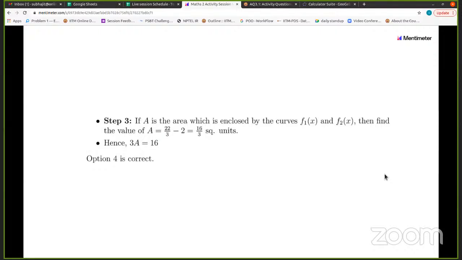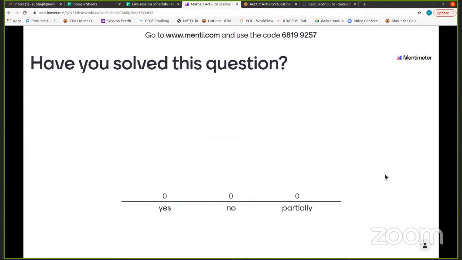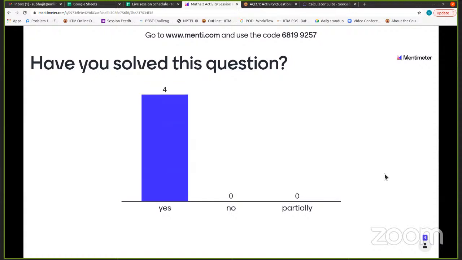So I think you will get this question. Have you solved it? For the last few problems I have given less time, I know, but at least we have discussed the problems.